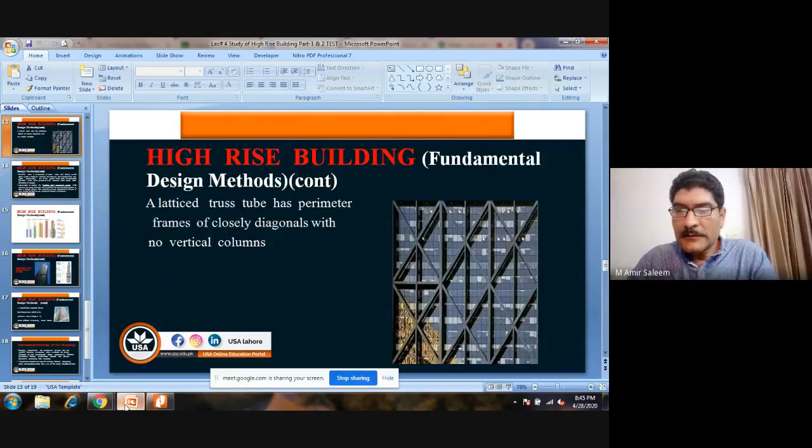Another system is the lattice truss tube, which has perimeter frames of closely spaced diagonals with no vertical columns. The lattice, as we have discussed already, is a triangle type of truss that is required. Definitely we have two end supports, and we use a long spanning system. This is the second type. In the last slide we discussed the truss system and lattice truss system, in which the trusses are in triangle shape, and they are used for much longer spans in the building.